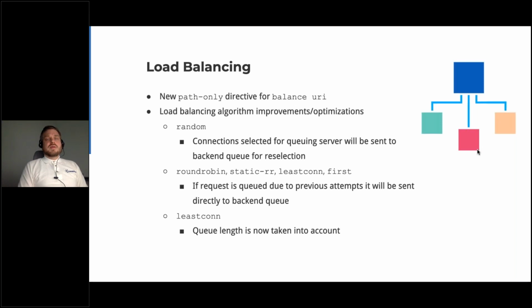The leastconn algorithm was improved to take the queue length into account when dispatching requests. This means that if a server has a lot of queued requests, HAProxy won't hammer it with extra connections.